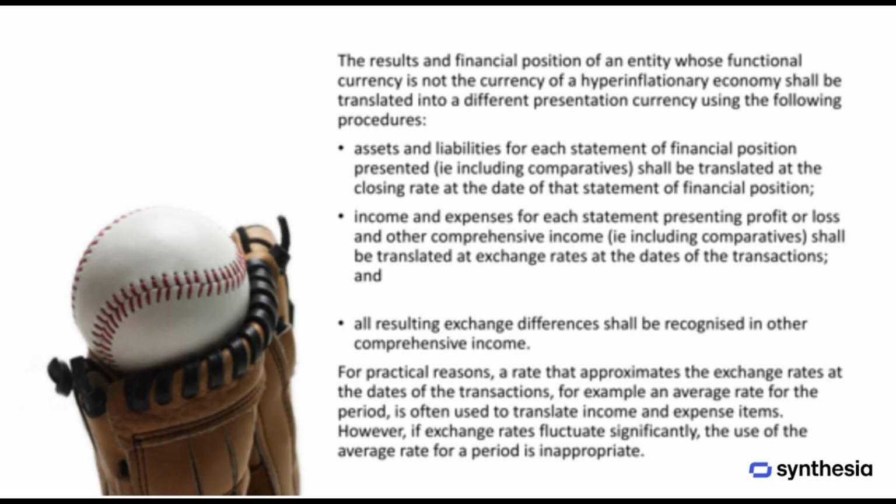When an entity's functional currency is not from a hyperinflationary economy, but it presents its financial statements in a different currency, specific translation rules apply. Assets and liabilities on each statement of financial position, including comparative figures, are translated at the closing exchange rate on the date of that statement. Income and expenses for each profit or loss and other comprehensive income statement, including comparatives, are translated at the exchange rates on the dates of the transactions. Any exchange differences that arise from this translation are recognized in other comprehensive income.